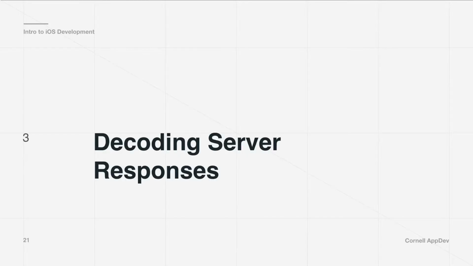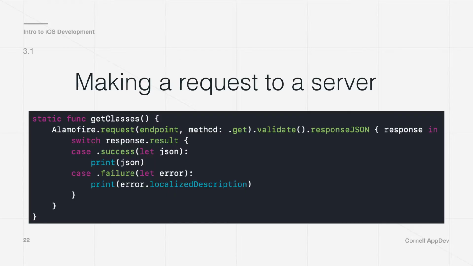So now let's talk about how we actually go about decoding the responses from the internet. When you make a request to the server, as we've seen before, we use Alamofire, which is our library for networking. This example is basically making a GET request. We validate it so that it's correct. Then we get the response back. And then there are two cases, if it succeeds or if it fails. But how do we actually take that JSON, turn it into a Swift object, and display it on our app?